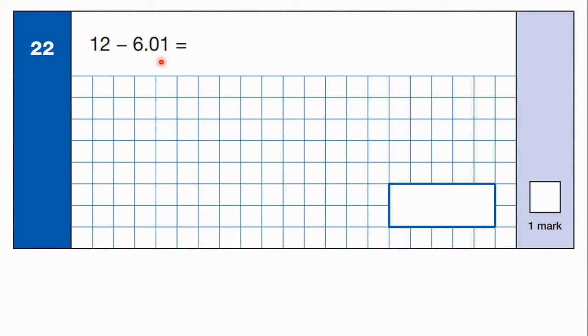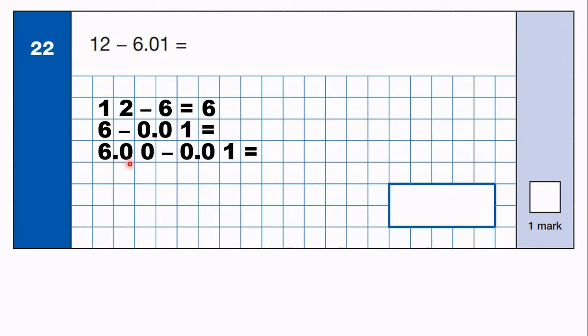Question 22. 12 minus 6.01. So we can solve this mentally by subtracting 6 from 12 to get 6, and then subtracting another 0.01. Now, if you're not sure how to do this, remember that we can think of 6 as being 6.00. So if we have 6.00 minus 0.01, we get 5.99, so that's our answer.